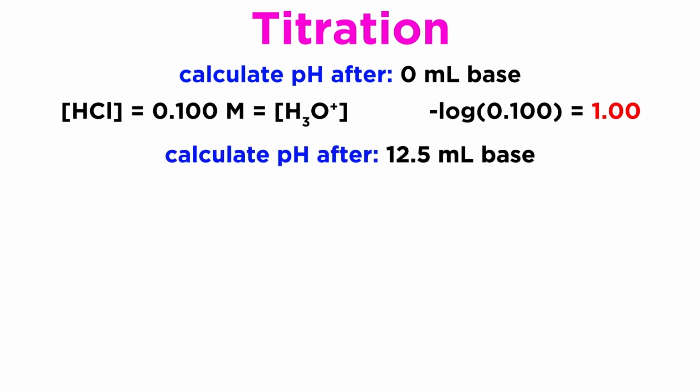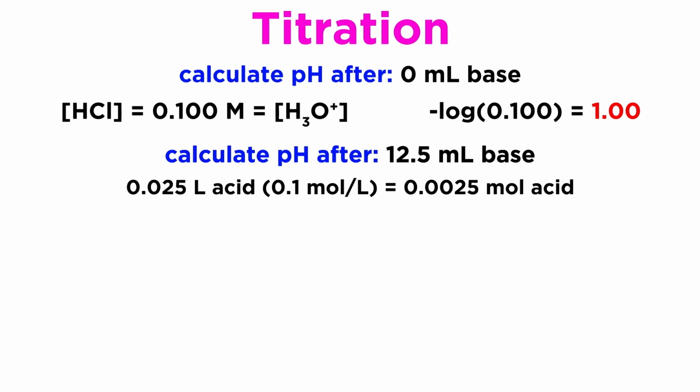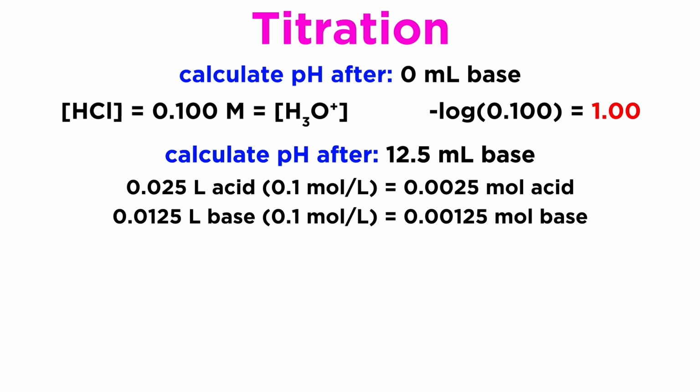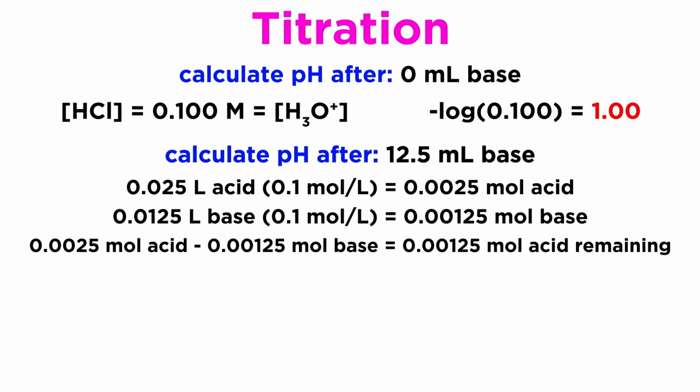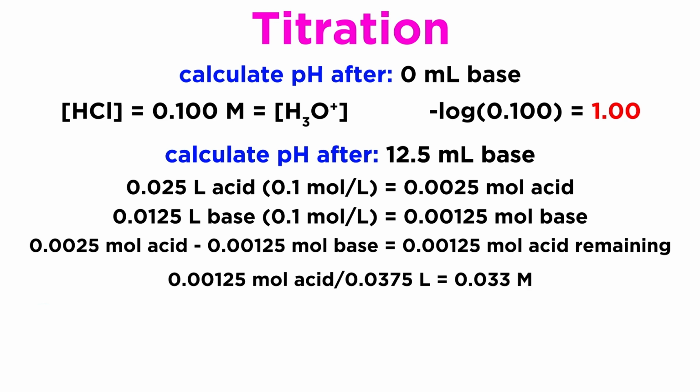After we start adding base, we need to figure out how many moles of acid are neutralized. 25 milliliters, or 0.025 liters, times 0.1 moles per liter will be equal to 0.0025 moles of acid. If 12.5 milliliters of base are added, that will be 0.00125 moles of base. That is enough to neutralize half the acid. So we will get 0.00125 moles of acid left over, divided by the new volume of 0.0375 liters. And that gives us a hydronium concentration of 0.033 and a pH of 1.48.